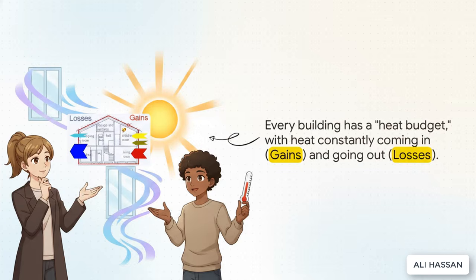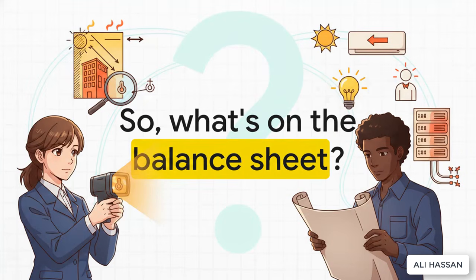Okay, so the best way to think about this is to imagine your home, or any building, has a kind of heat budget. All day long, heat is coming in, those are the gains, and heat is also finding ways to escape, those are your losses. The whole job of your HVAC system is just to keep that budget perfectly balanced right where you want it. And that's the big question, right?